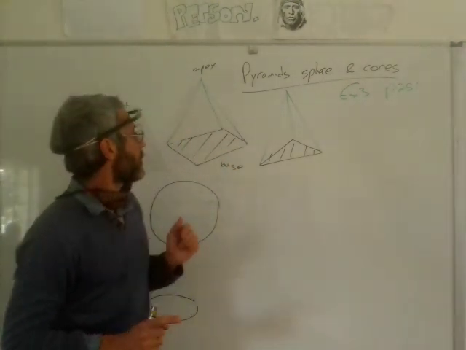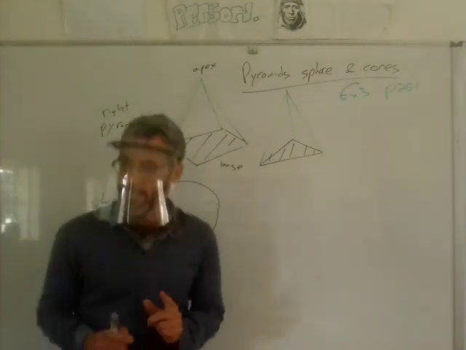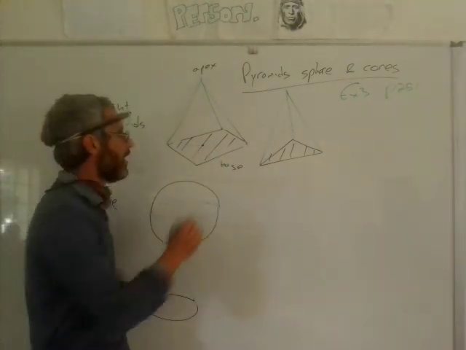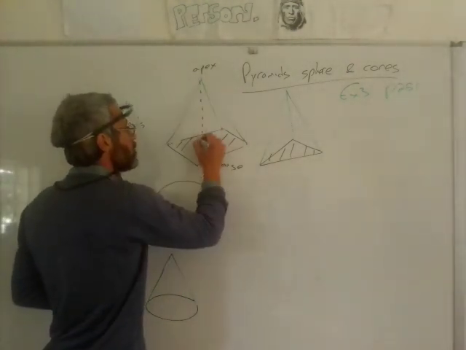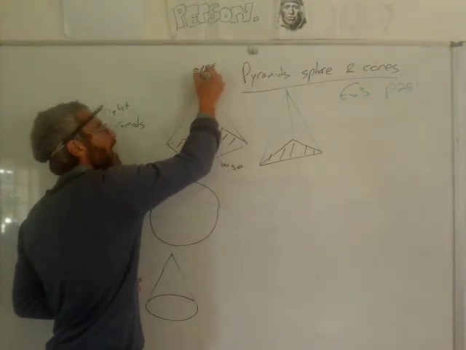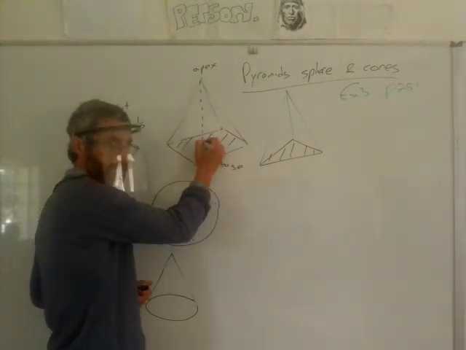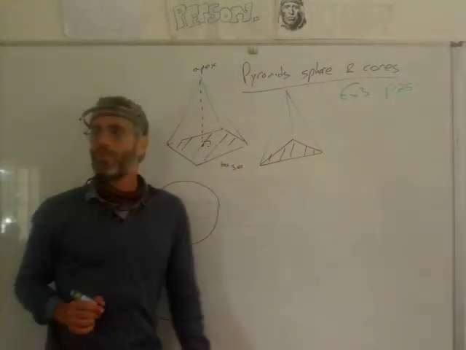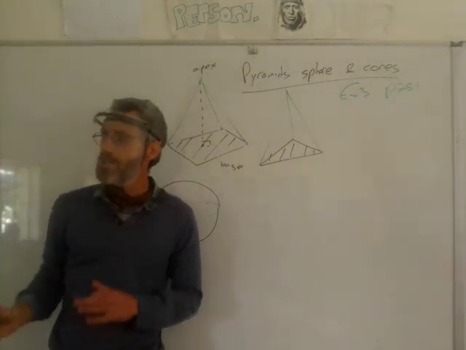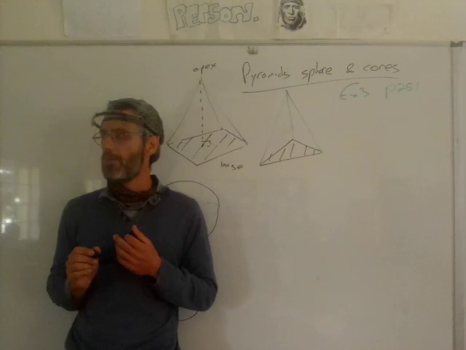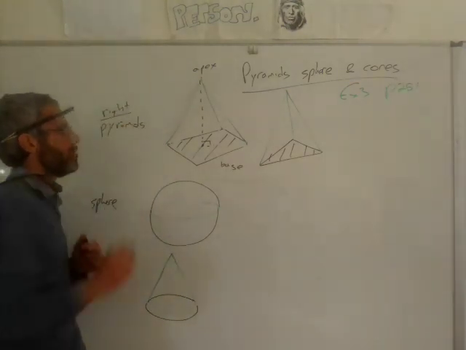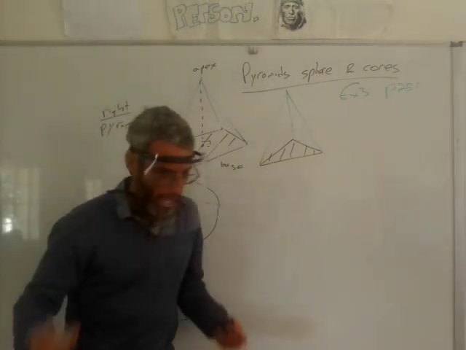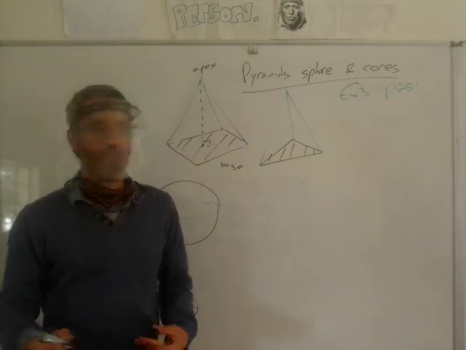The other thing that they all have in common is that they're called right pyramids, which means if you take the center of the base and you put a line from the apex to the center of the base, that line will be at a right angle to the base. That doesn't always have to be the case, but it's always going to be the case with the shapes we're working on, and that's why they're called right pyramids. Same thing here.